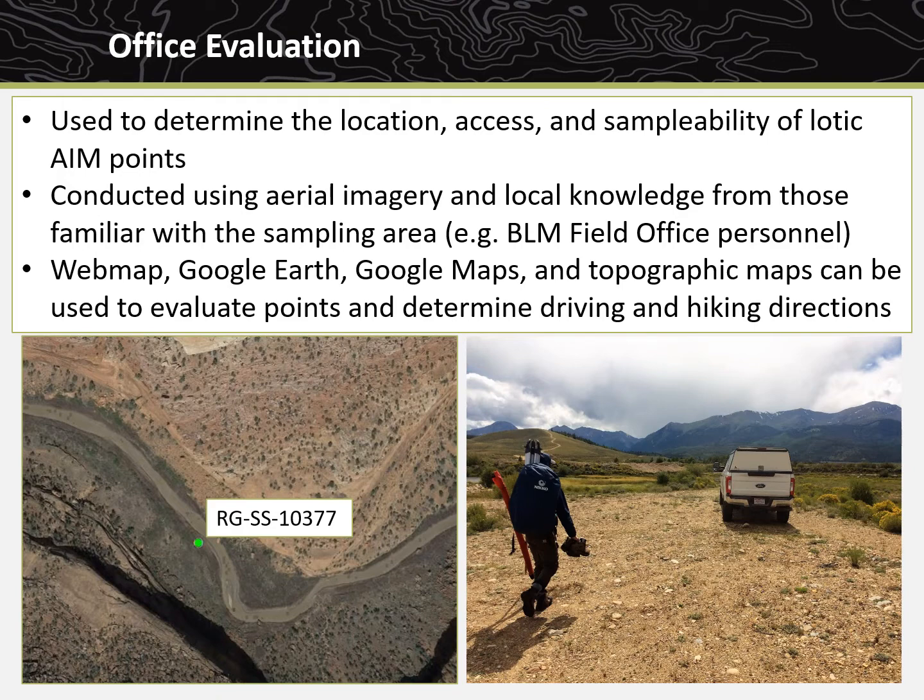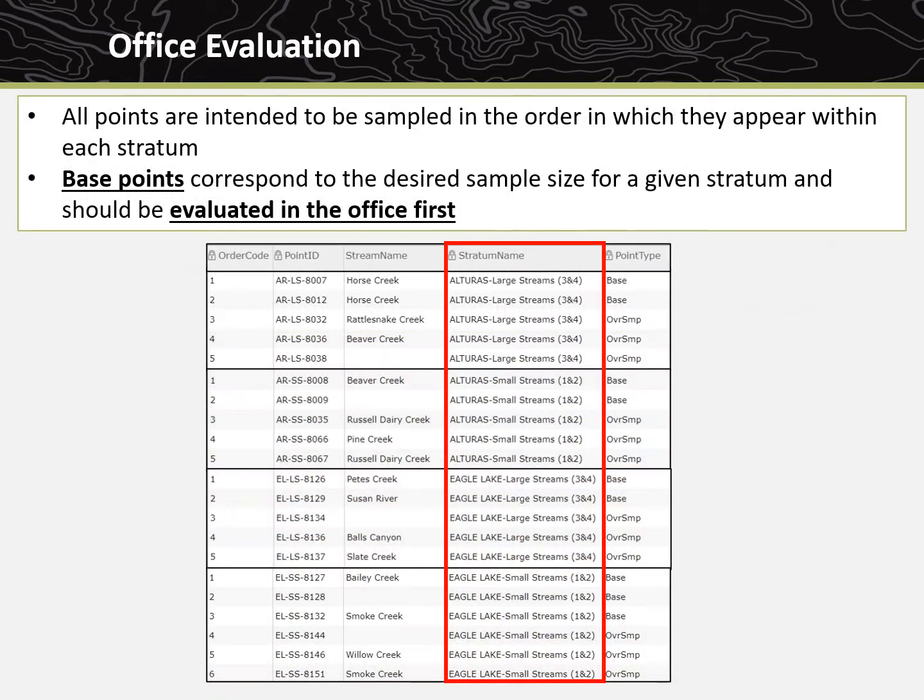When conducting office evaluation, there are several things that must be taken into consideration to ensure that the design remains statistically valid. All points in a design are intended to be sampled in the order in which they appear within each stratum in the web map. As discussed earlier in this video, random points are divided into base and oversample points. Base points correspond to the desired sample size for a given stratum and should therefore be evaluated in the office first.